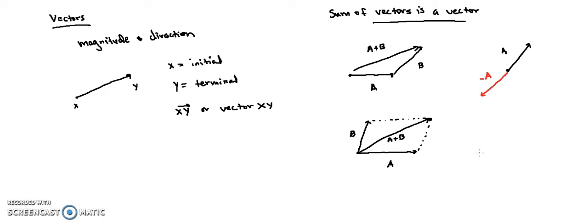We can also multiply A. So again, let's say that we have A right here. We could double A. It would be the same direction, but twice as long as A. And we could do 1/2 of A, and that would be half as long as A, but they're still going to go in the same direction as A.